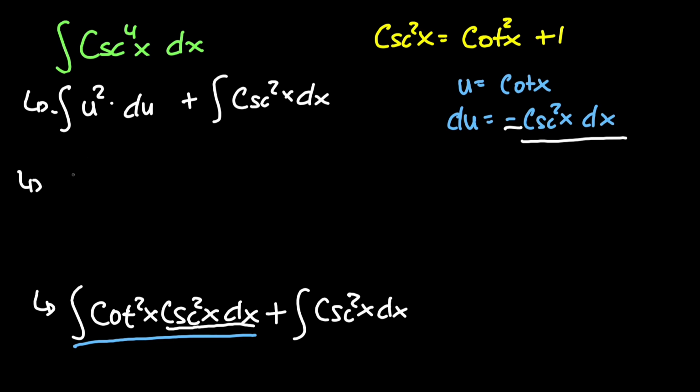The integral of u squared would be equal to u cubed over 3. And the integral of cosecant squared of x, as we had answered earlier, is equal to negative cotangent of x plus c.